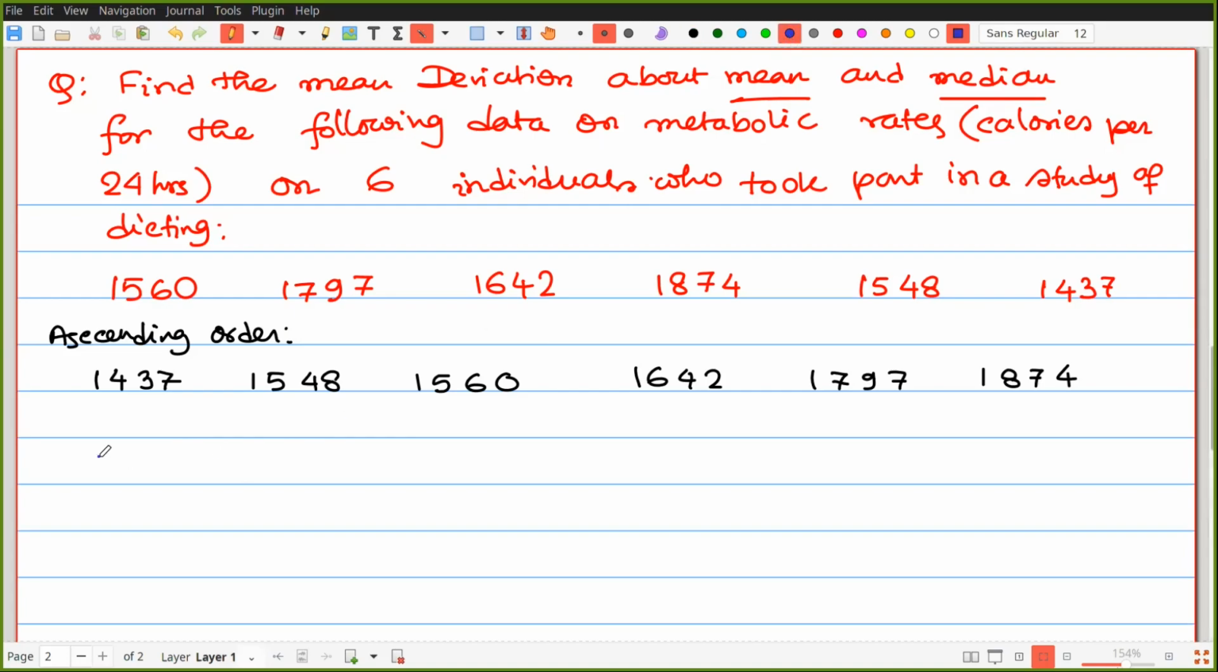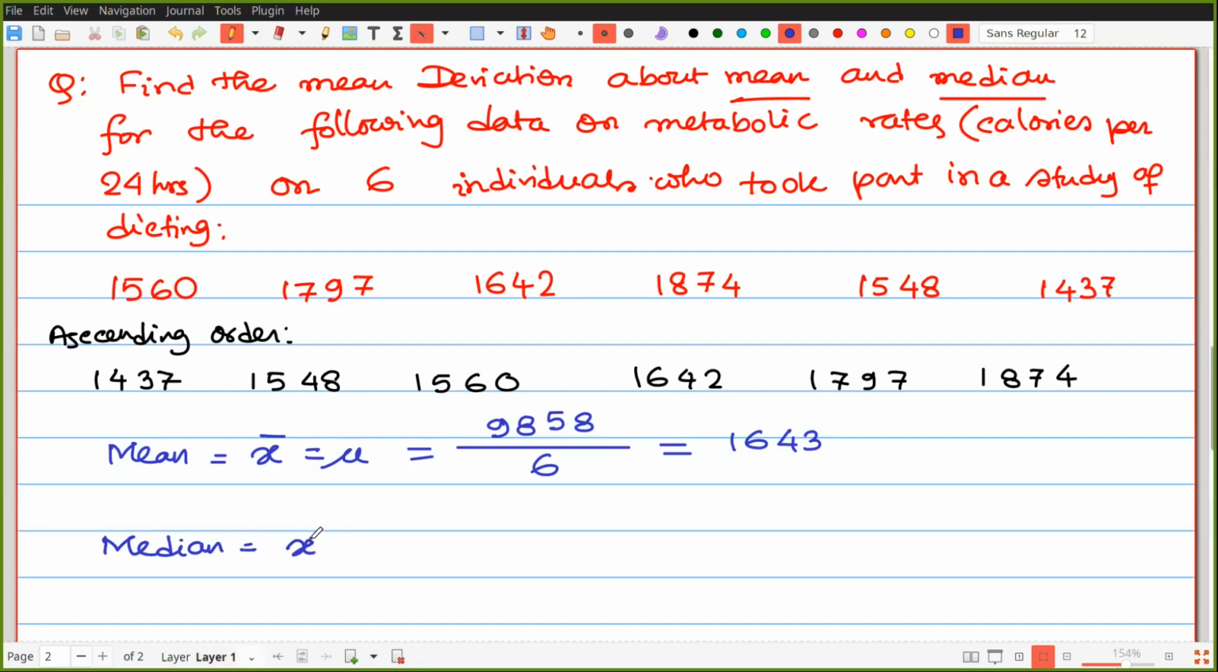So first we are finding the mean. Mean is nothing but the summation of all the data or items divided by the total number of observations. So if we add the complete data, we can find that it is 9858 divided by total number of observations 6, and we are getting 1643.